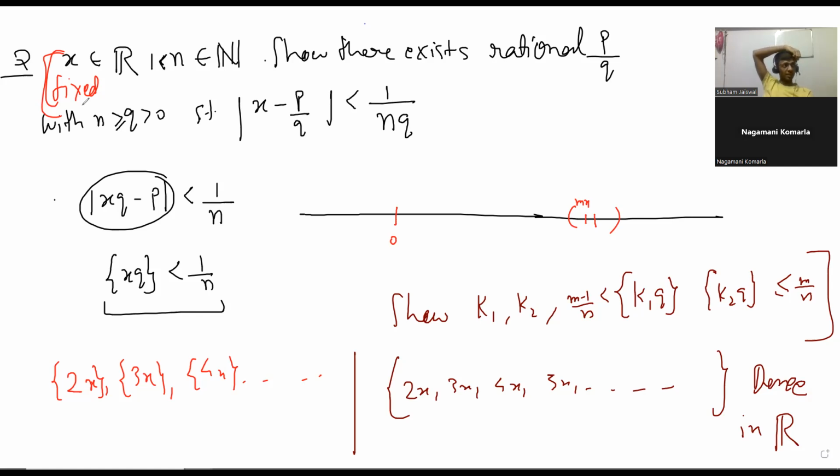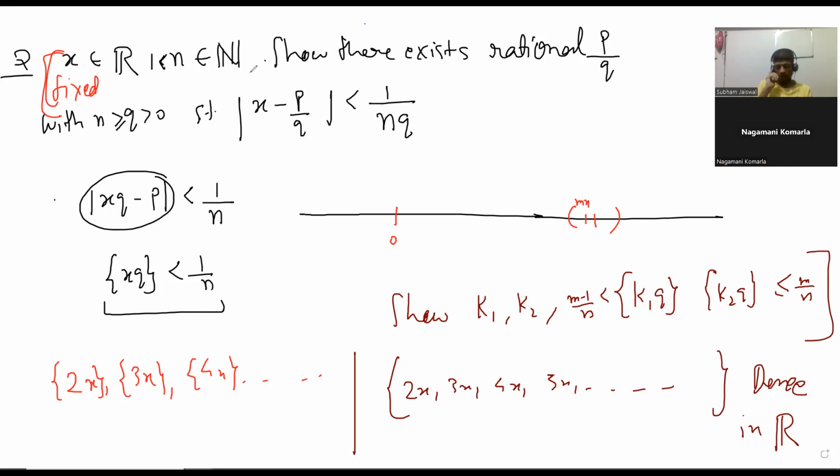Certainly this is obviously not dense. This is an arithmetic progression. So what is supposed to be dense then? Just a minute. I am just forgetting something.